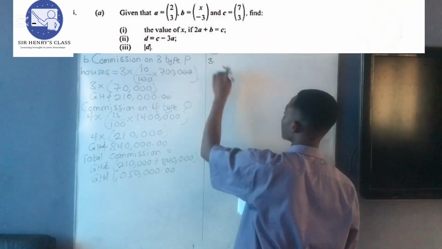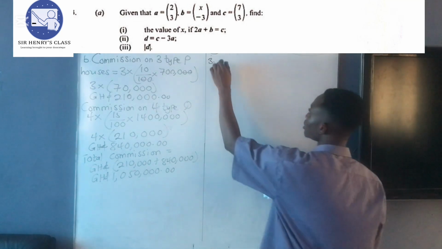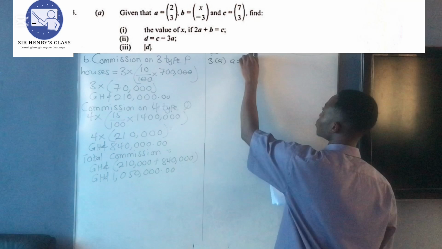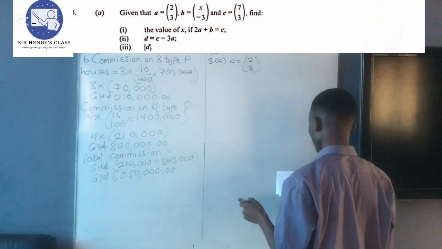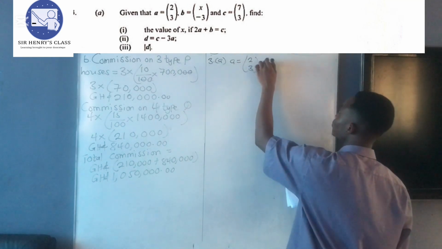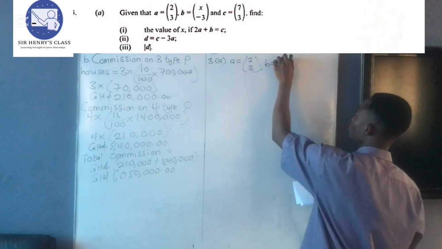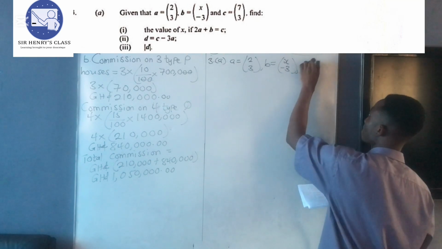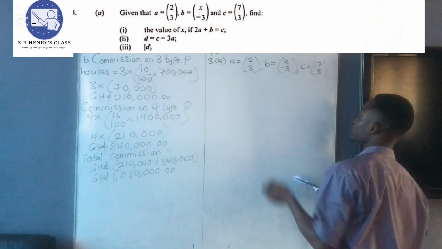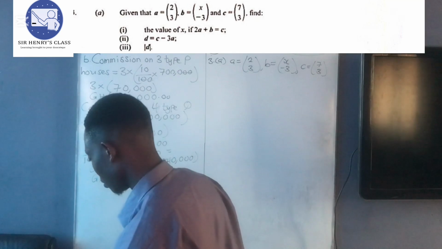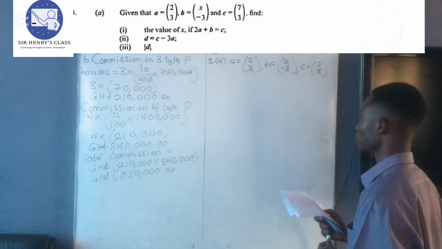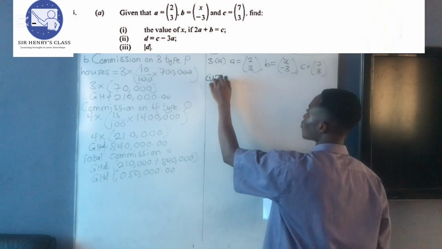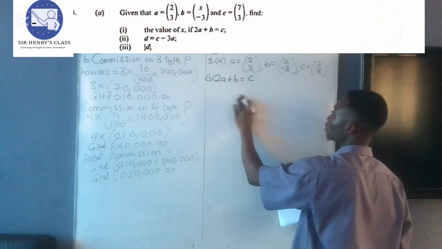Now let's journey to question number 3. Question number 3 is a question on vectors. Given that vector A is given by 2 and 3 as the x and y components, B is x and negative 3, and C is 7, 3. We are to find the value of x if 2A plus B equals C.